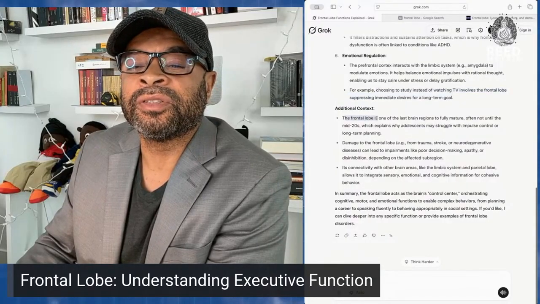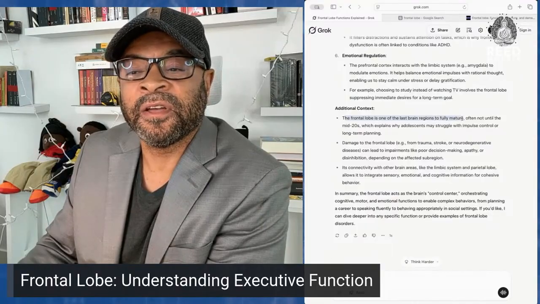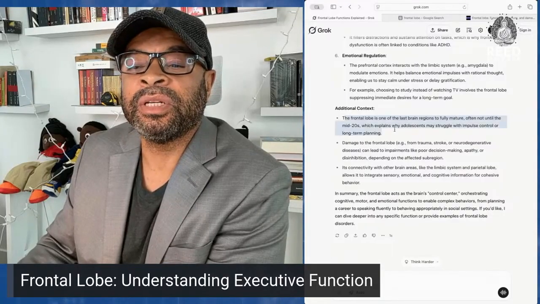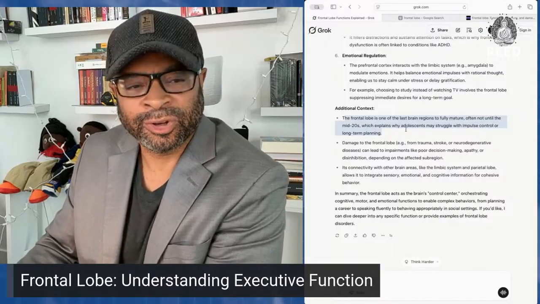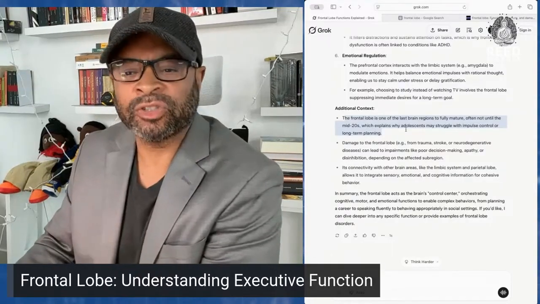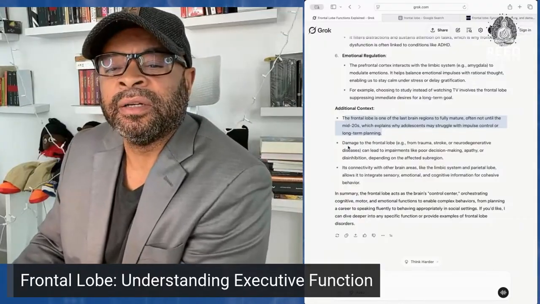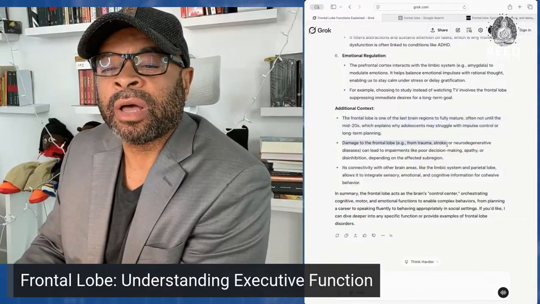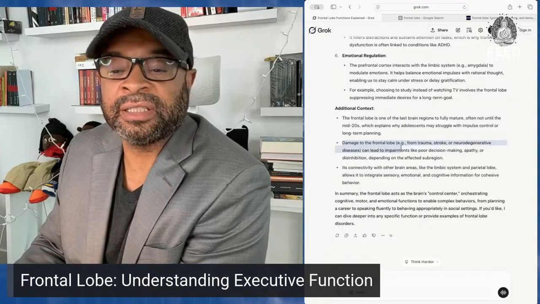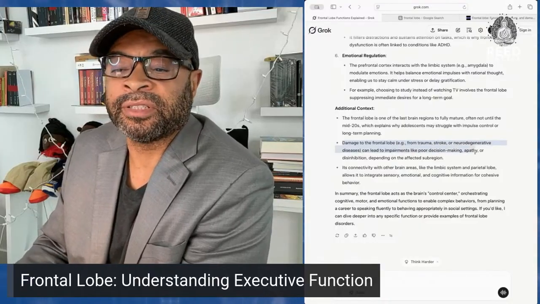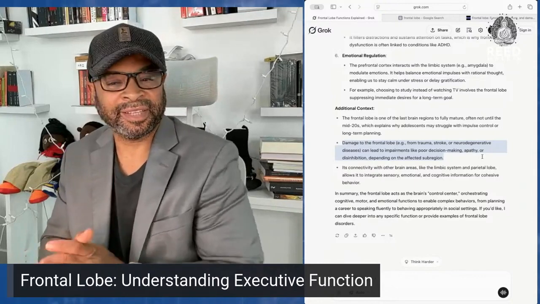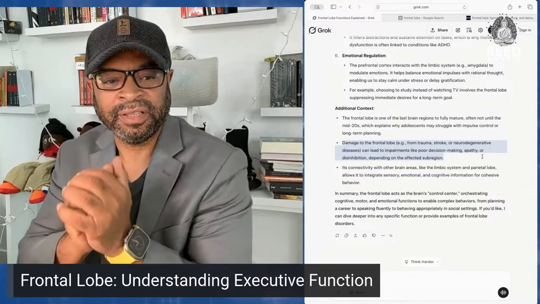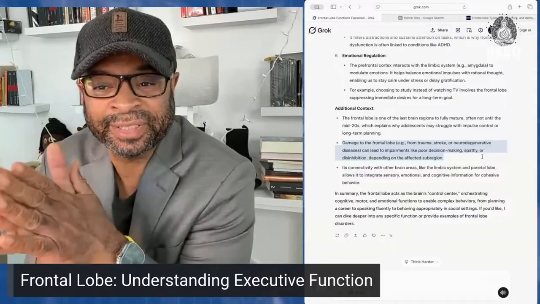The frontal lobe is one of the last brain regions to fully mature, often not until the mid 20s, which explains why adolescents may struggle with impulse control or long term planning. Why they need so much support and structure. Damage to the frontal lobes via trauma, strokes, or neurodegenerative diseases can lead to impairment in decision making, apathy, or disinhibition, depending on the affected subregions. We see that a lot in diffuse traumatic brain injuries.